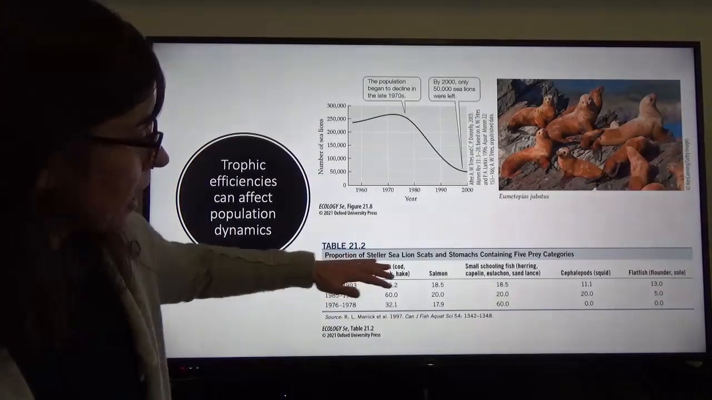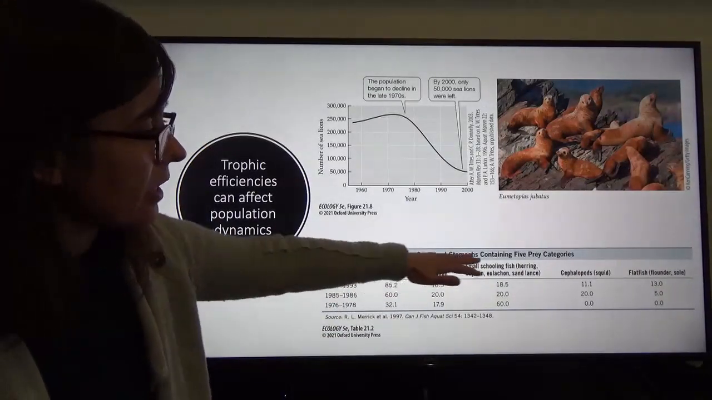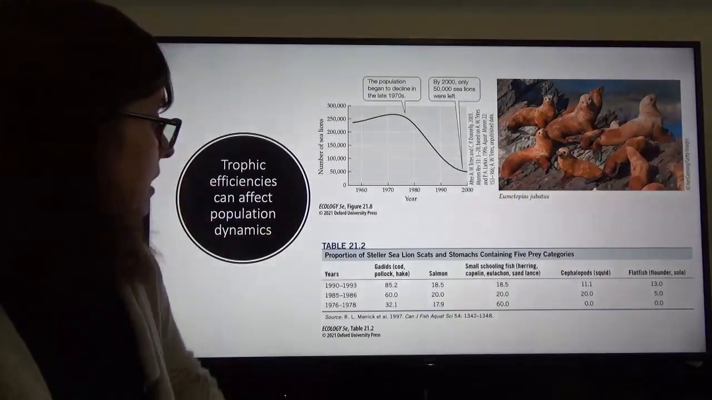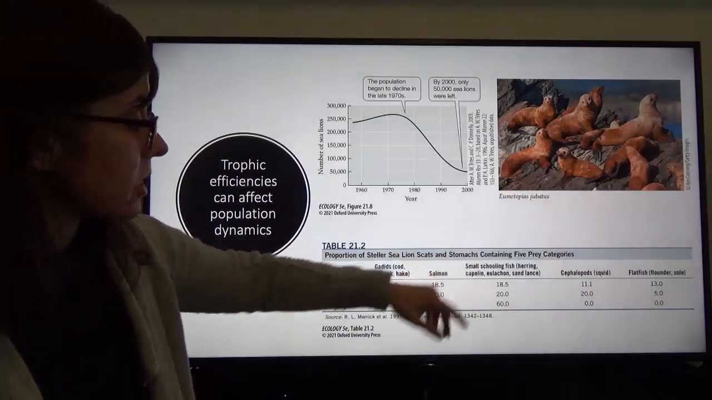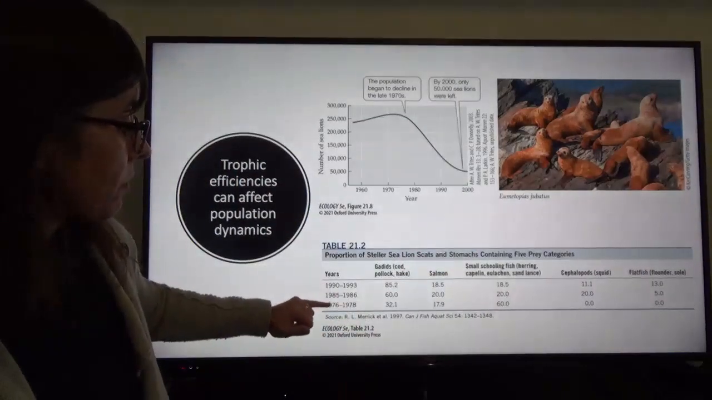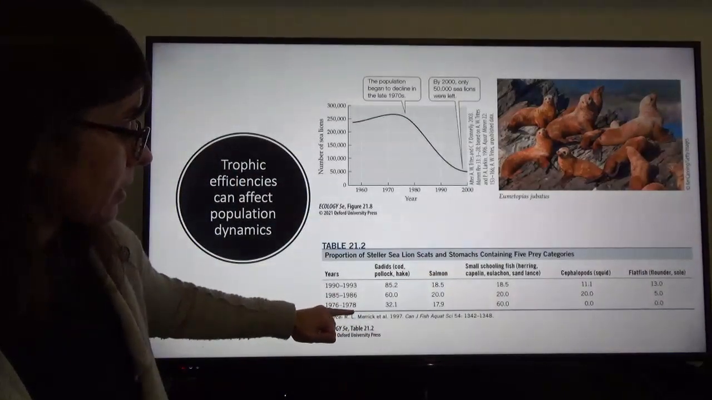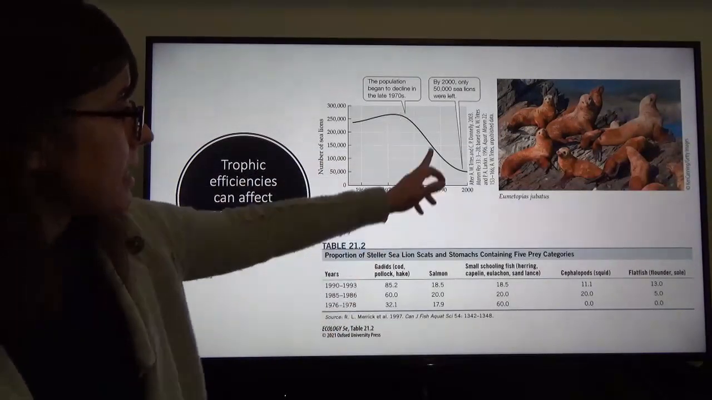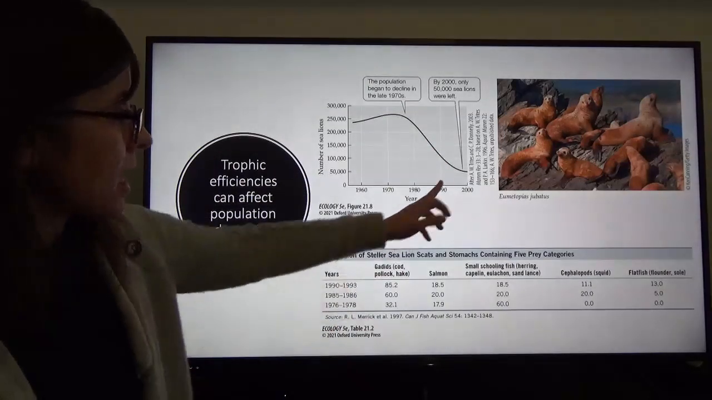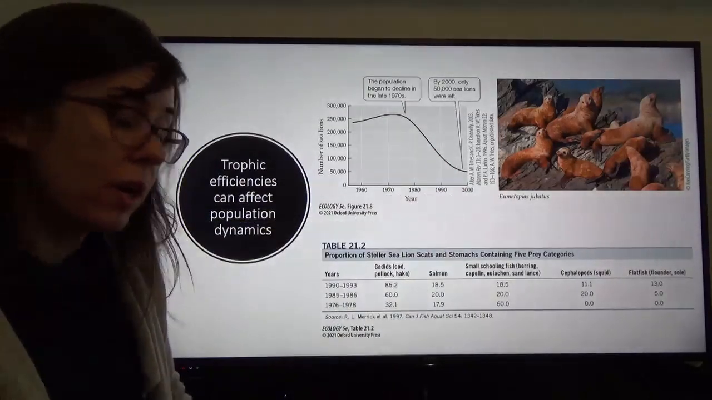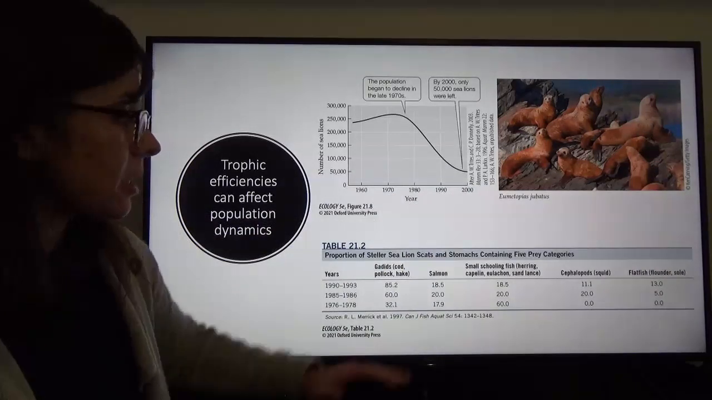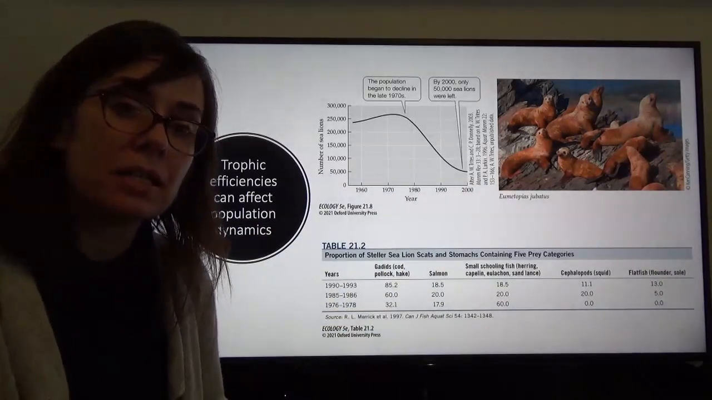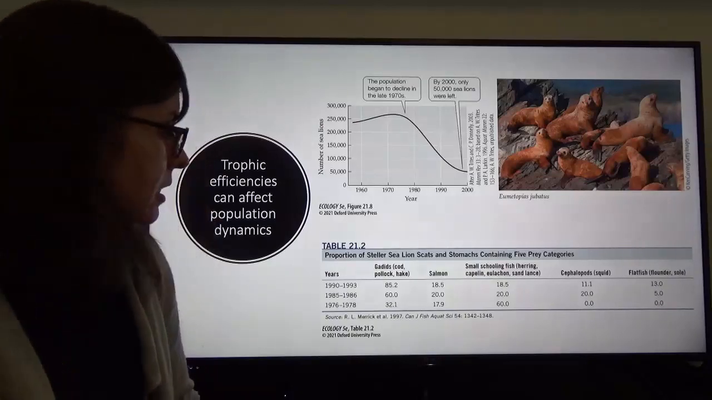But then they took a look at the contents of scat and sea lion stomachs. When a sea lion died, they would open up the stomach and take a look at what was inside. So they had scat information and stomach content information from different time periods. Here's back in the mid-70s when the population was really at its peak, the mid-80s when it had started to decline, and the mid-90s when it's pretty close to its low. What we can see is that the types of prey species that the sea lions were accessing was changing.